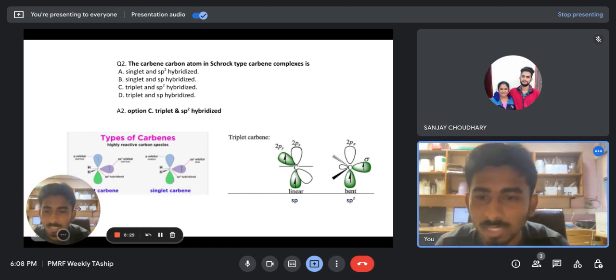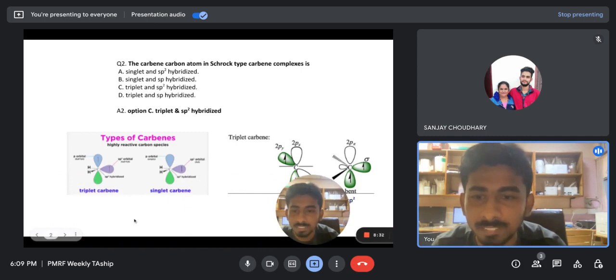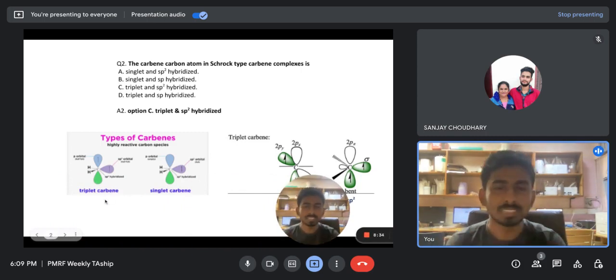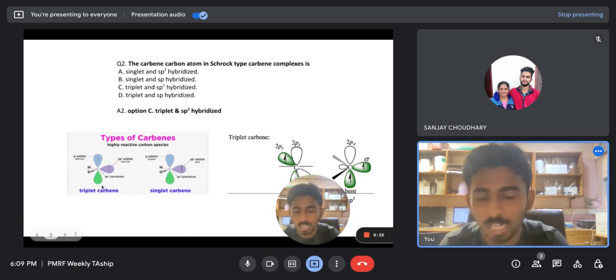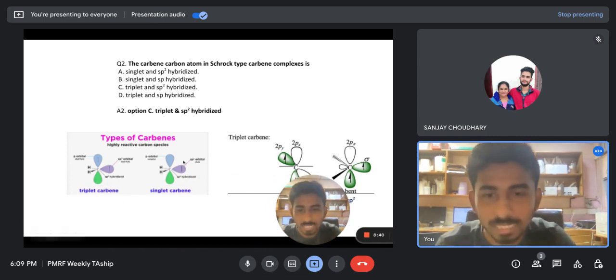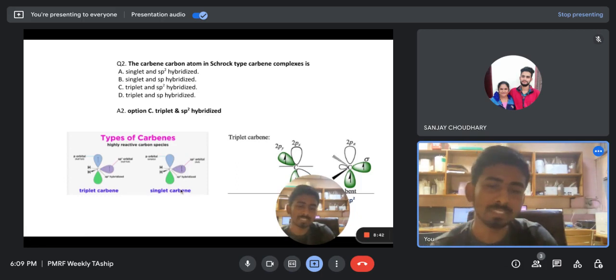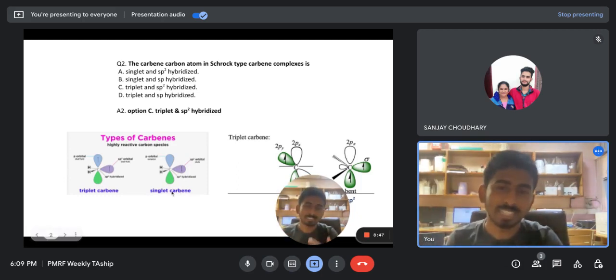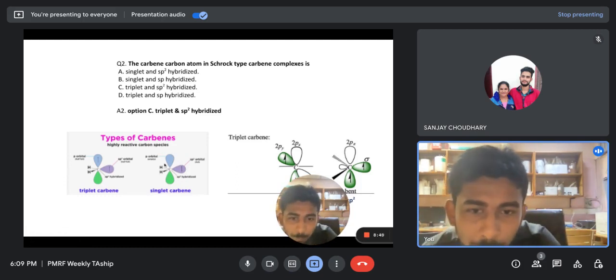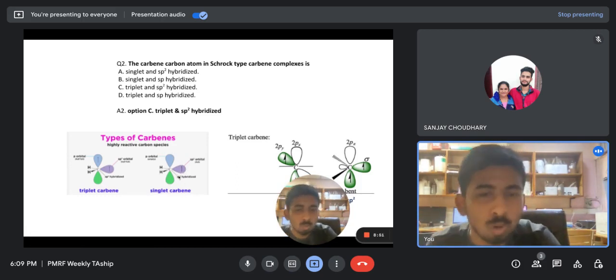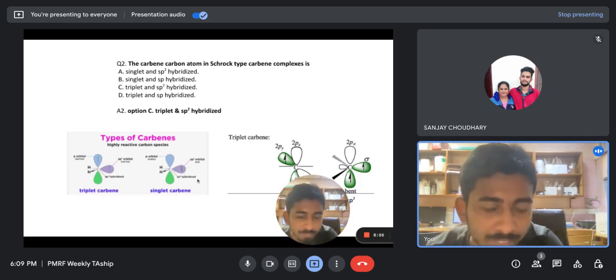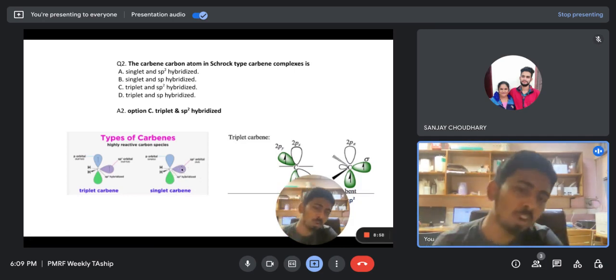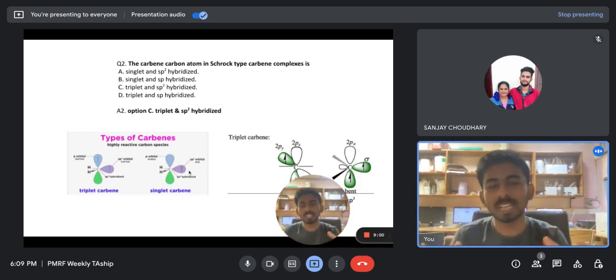Here you can see, this is the triplet carbene, that is the Schrock type of carbene, and the right hand side is the singlet carbene, that is the Fischer type of carbene. In the singlet carbene, I have already stated, this is the vacant pz orbital, and this is the sp2 hybridized carbon, and this is the sp2 orbital that is filled. And by the aid of this sp2 orbital, the metal d sigma is getting bonded.